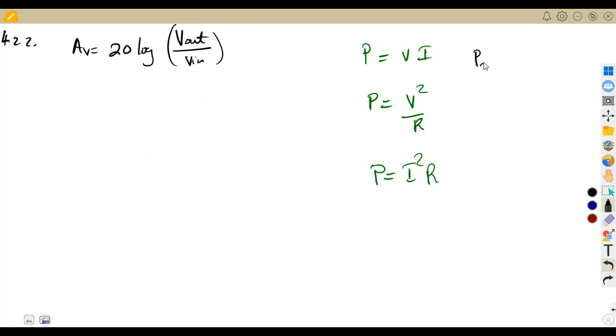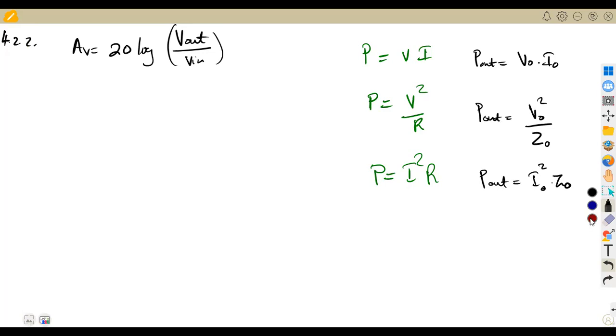So our P out can be written as V out times I out, current out. The same power can be given as V out squared over the impedance at the output, which represents the resistance. The same power can also be given as the current squared at the output times the impedance at the output, which is representing the resistance.